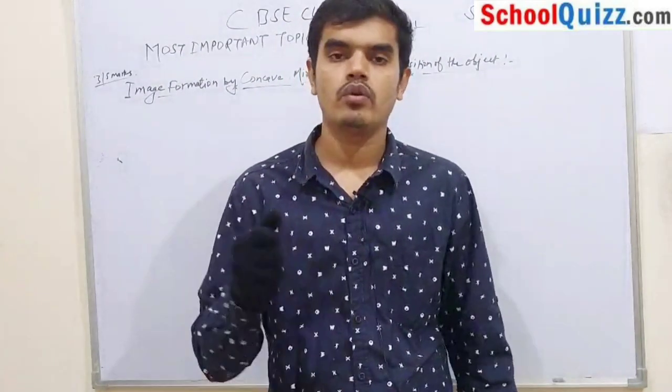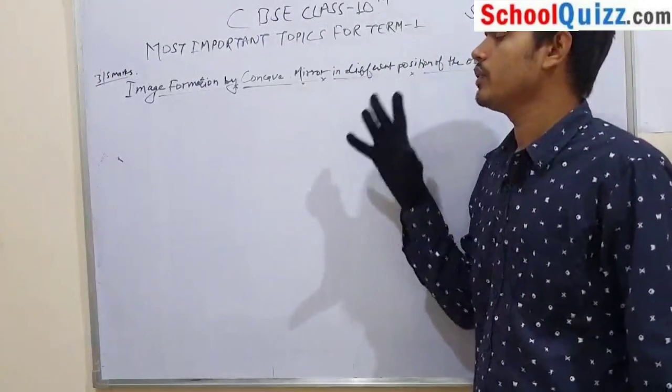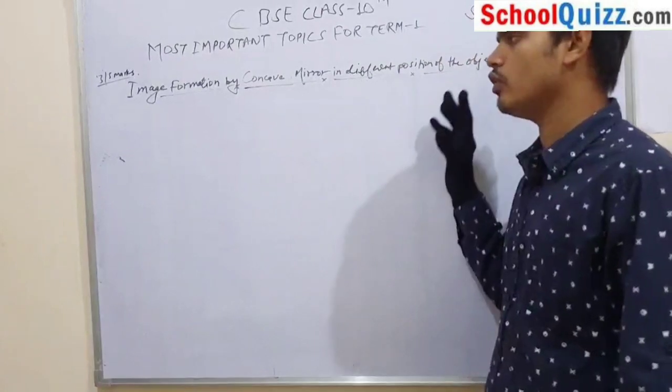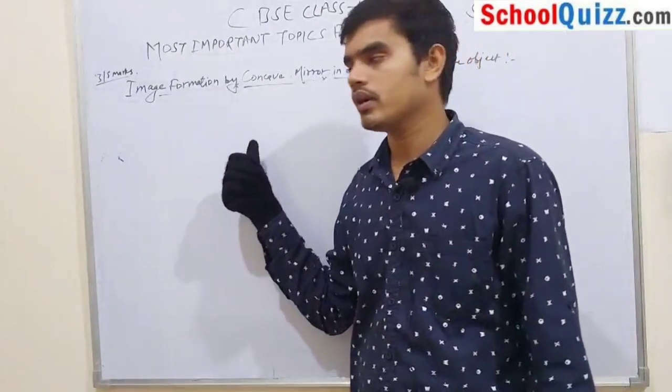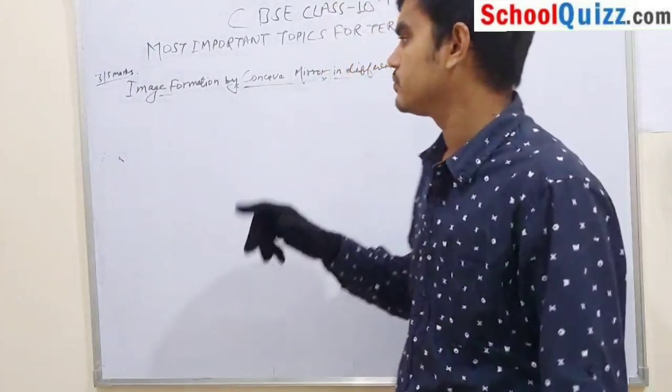In this video, I am going to discuss a most important topic for term 1 CBSE class 10th. So what is our topic? Image formation by concave mirror in different positions of the object. This is really a most important topic and it includes 3 and 5 marks questions. So let's start this topic.